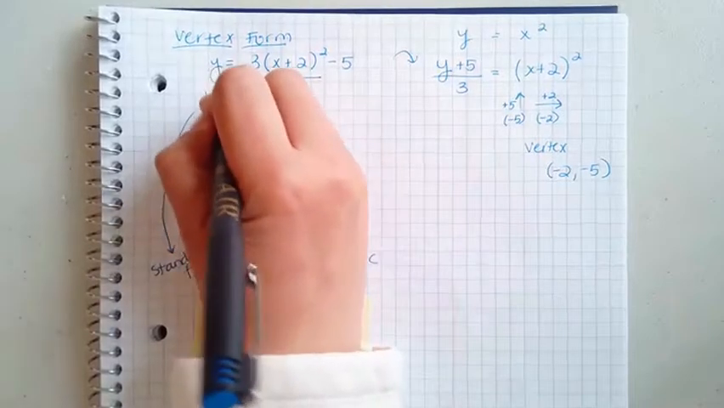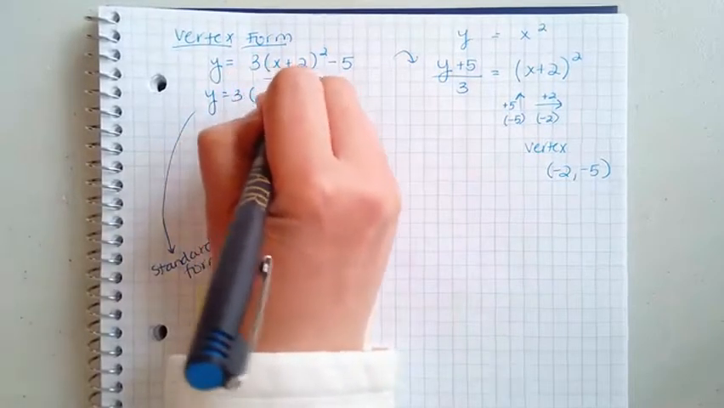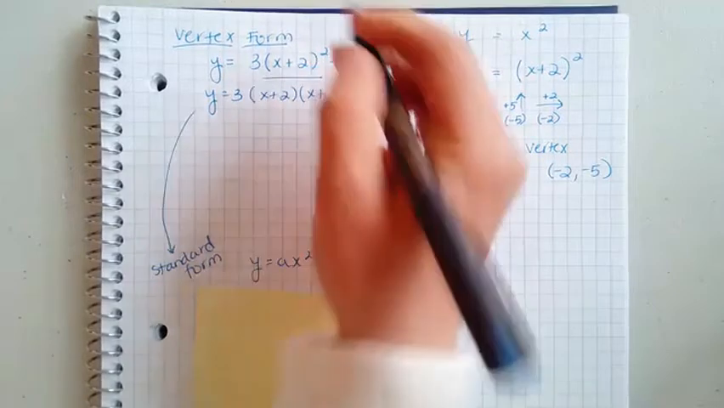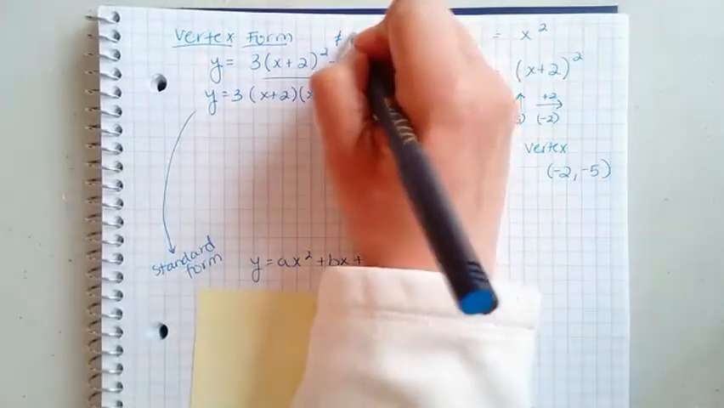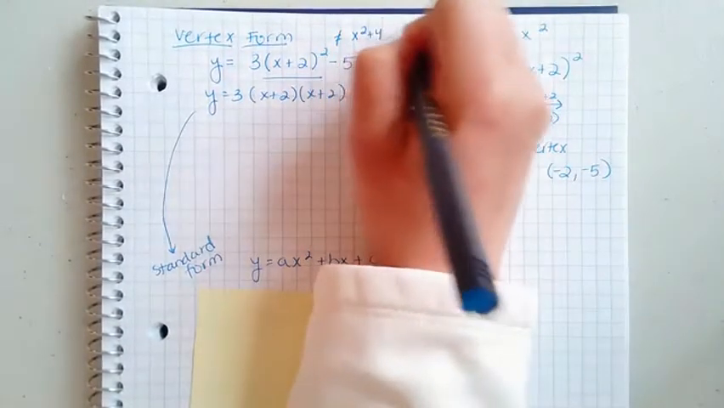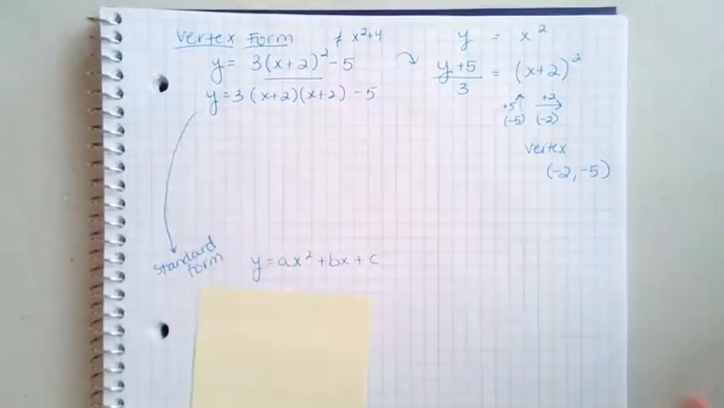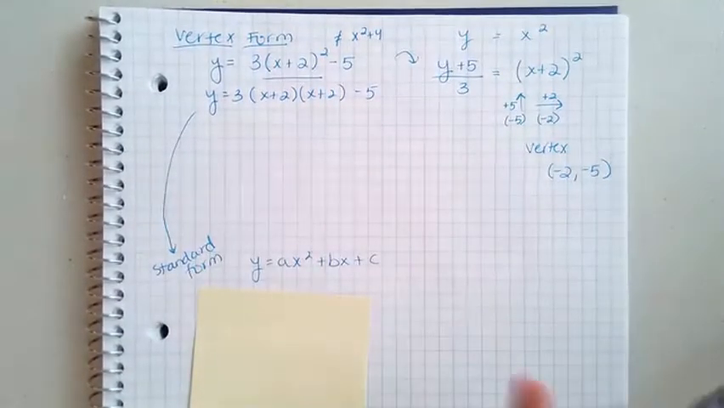So right there, write that. Now remember, this is not equal to x squared plus 4. No, no, no, no, no.